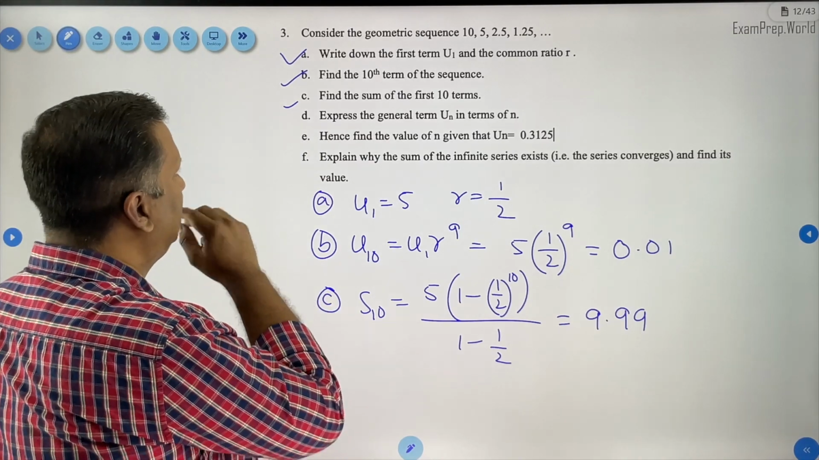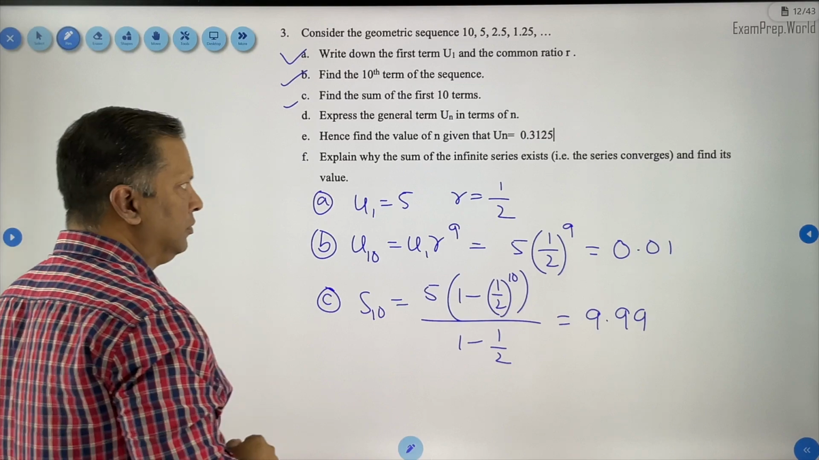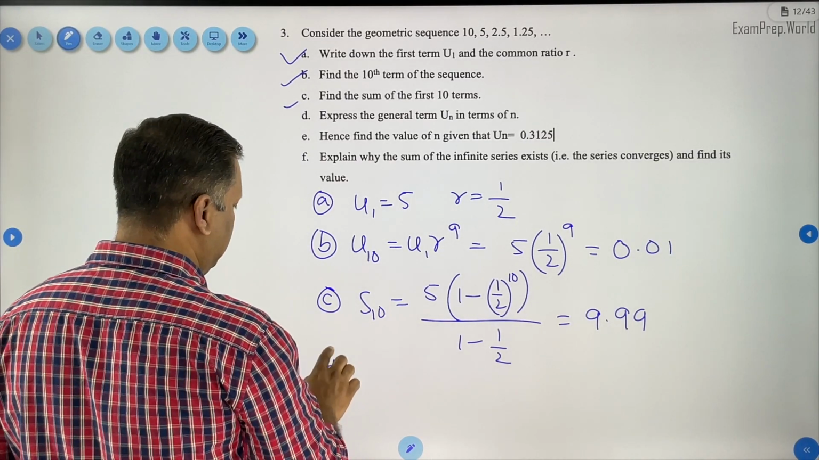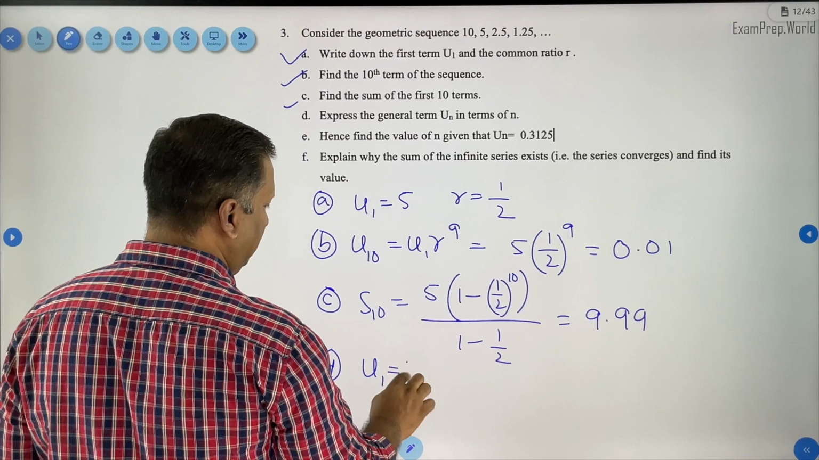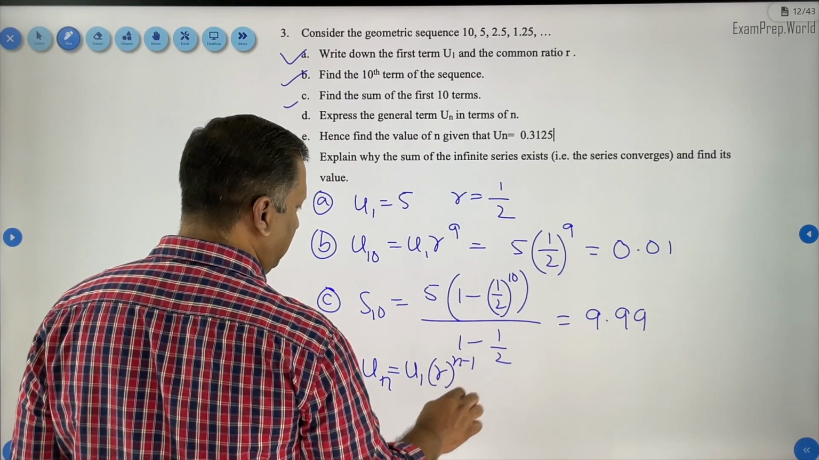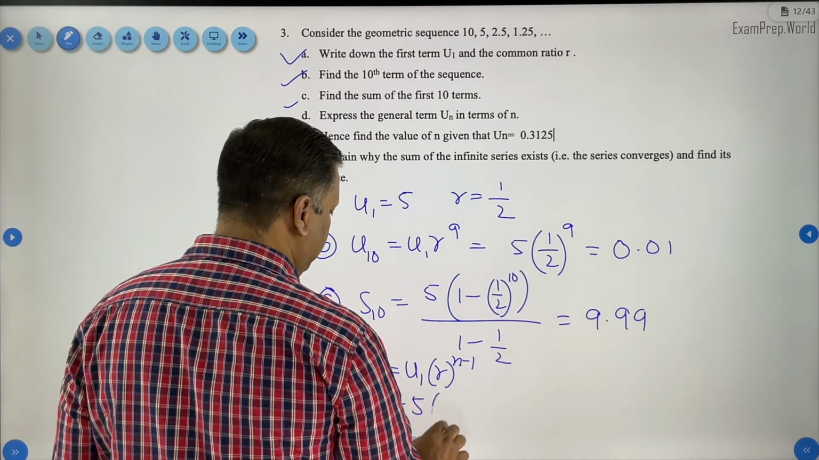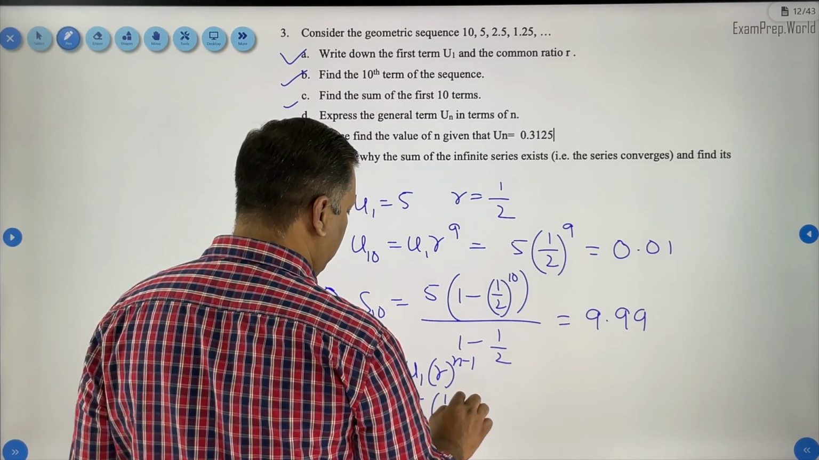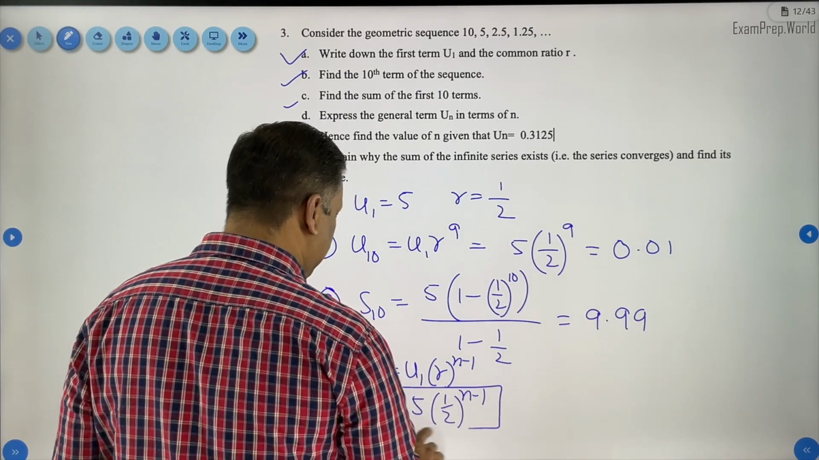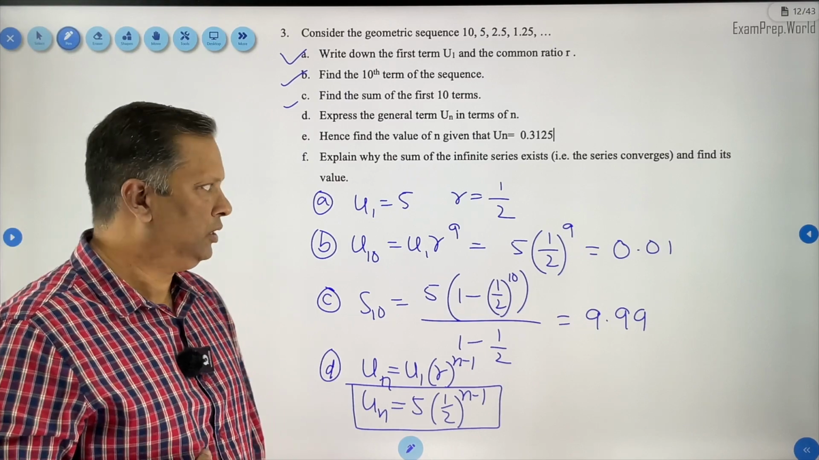Now let's do D: express the general term un in terms of n. We know un is equal to u1 r to power n minus 1. So they basically want the general rule: 5 into half whole to power n minus 1. So we have expressed un in terms of n. Instead of half, you can write 0.5 also. Okay.